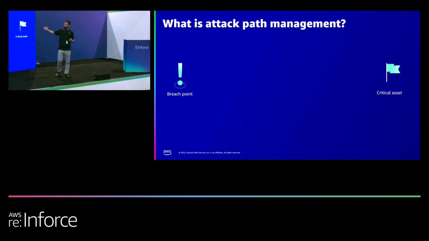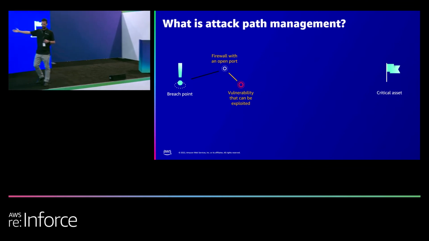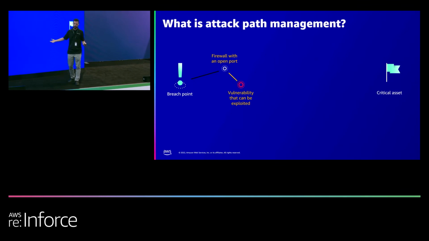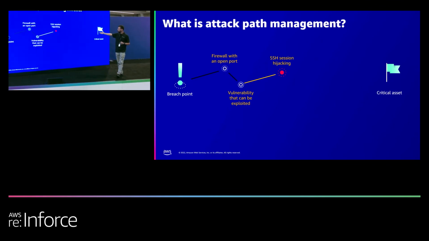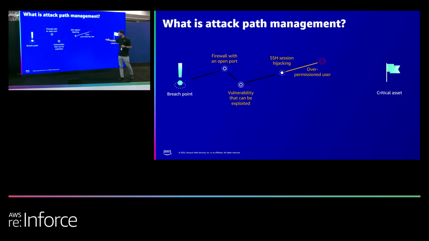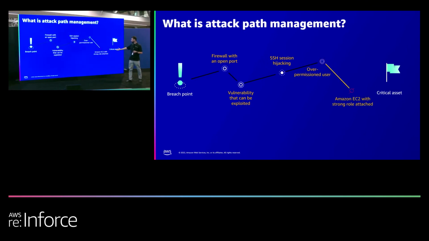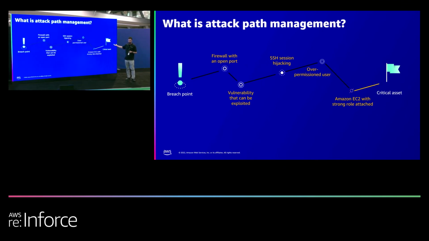So an attack path starts from a potential breach point, maybe an exposed server, understanding that there is maybe a firewall with an open port that could lead to a vulnerability that would be exploited on some virtual machine that will allow the attacker to compromise it. But obviously that's not the end. When an attacker has reached that EC2 and compromised it, what's next? How do I pivot and reach that database with all the PCI data and my important stuff? From there, you can maybe hijack an SSH session that someone is making in order to pivot to another machine, compromise an over-permissive user, and then reach an EC2 with a strong role attached that does have permissions to connect to that database with the important data.